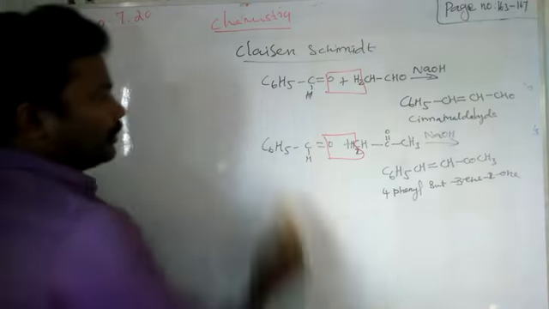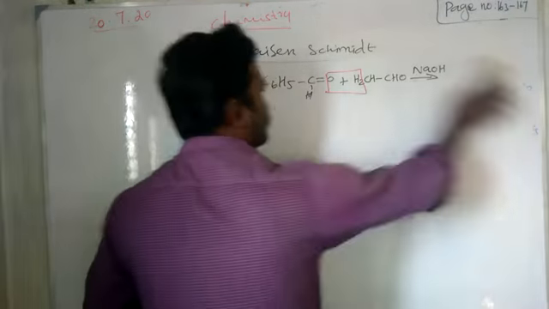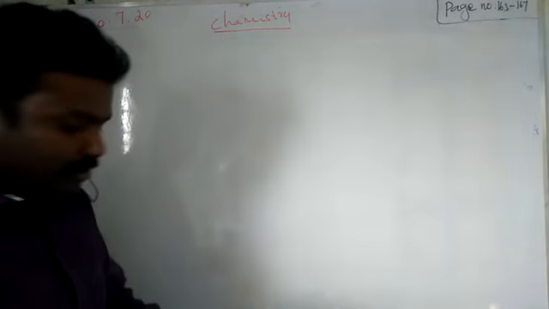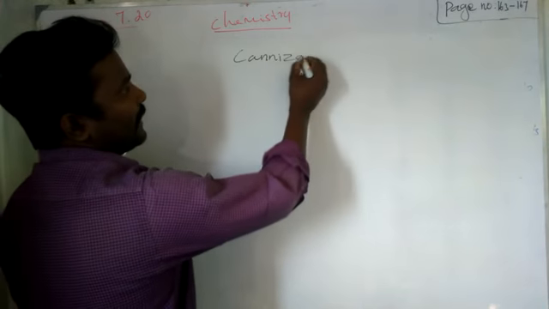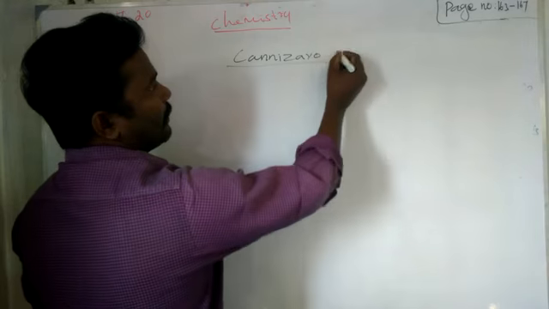Now only we are going to learn the Cannizzaro reaction. What do you mean by the Cannizzaro reaction? The aldehyde should not have any alpha hydrogen.